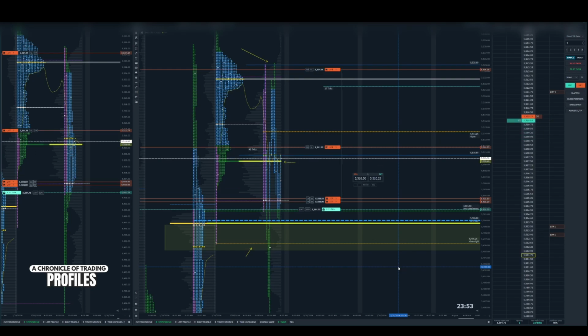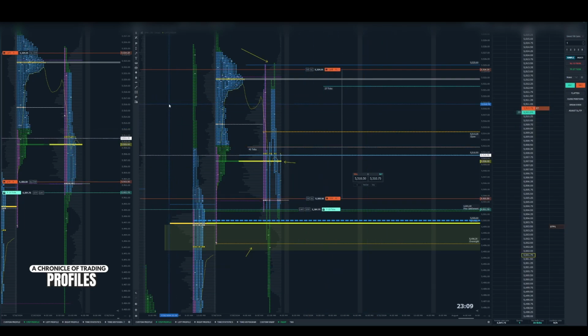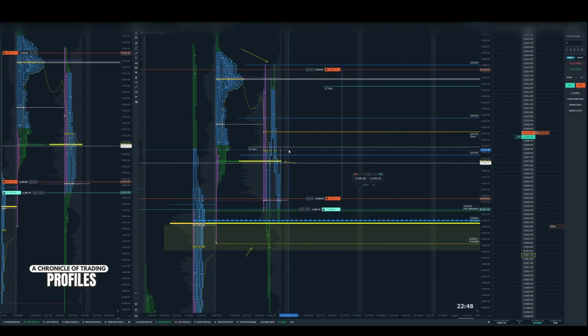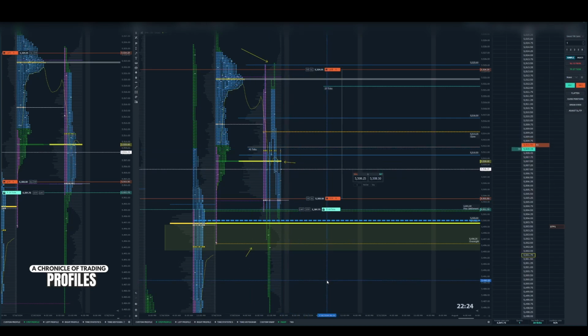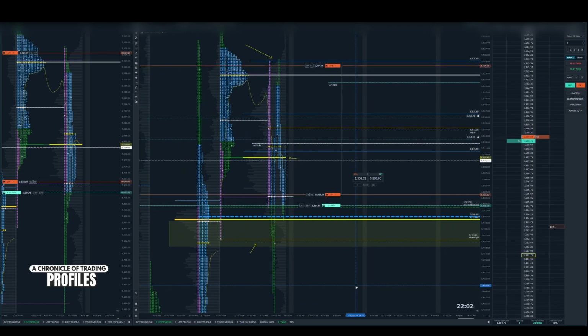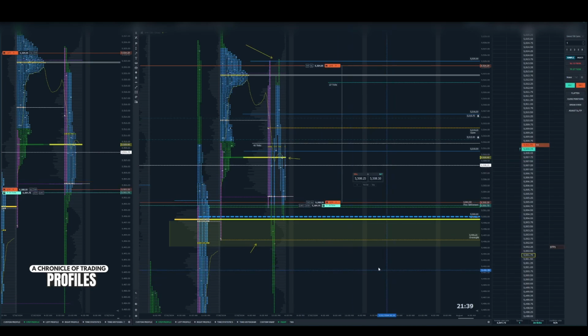You can see I have the top of that major node in the volume profile highlighted there, marked with the blue line. I just took my first target there at about 33 ticks. I knew I wanted to try to get it above that blue line, so that worked out good.